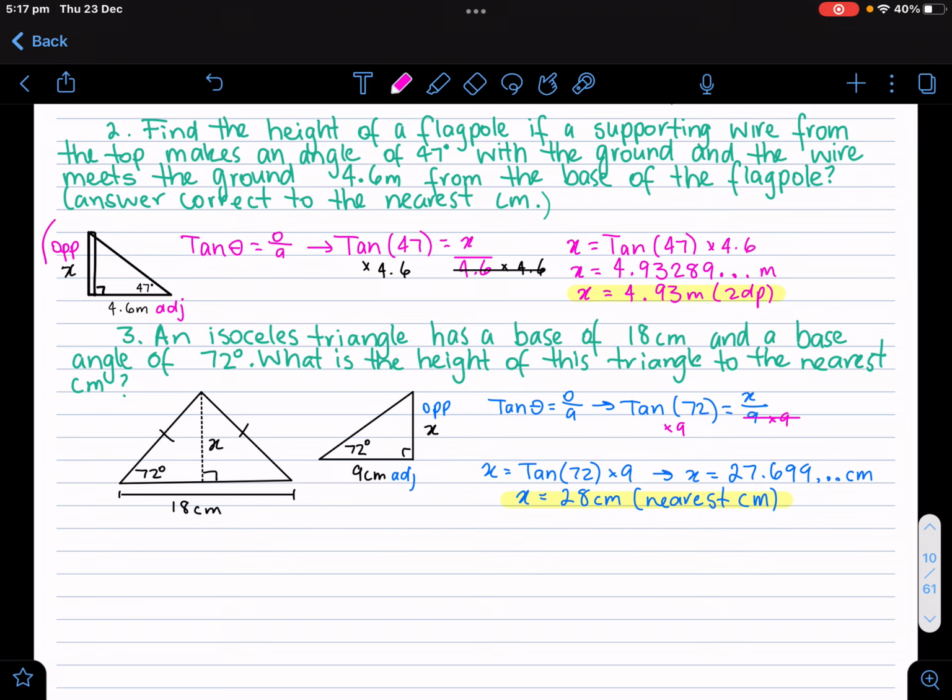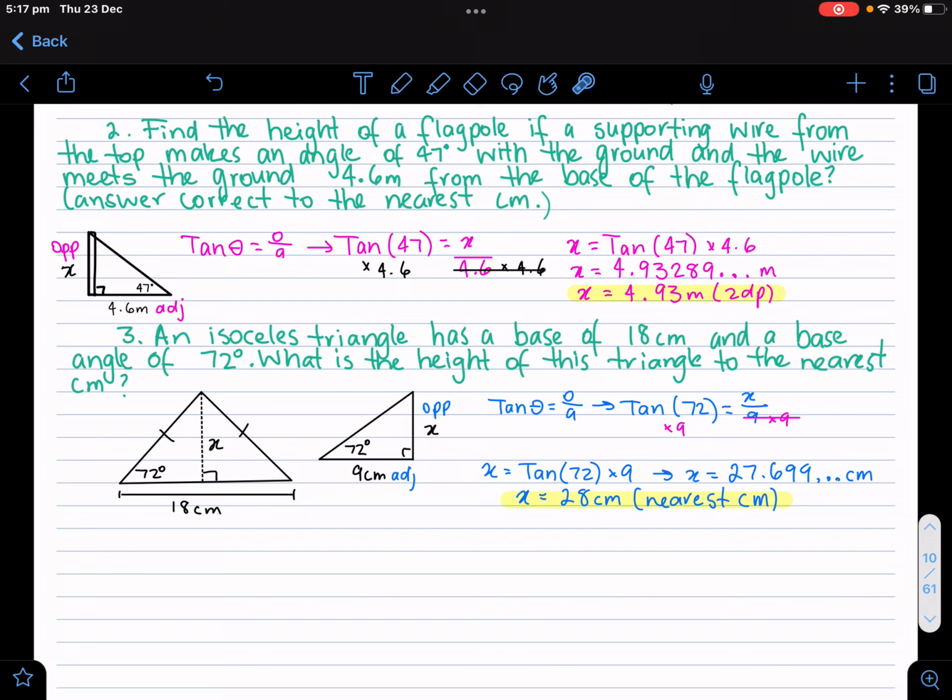Now, which trig identity uses OA? Well, we know it's tan. So, tan theta equals O over A, and order here is so important. Substitute the values in to the syntax, and again, we need to get the pronumeral by itself. So the opposite of divided by 4.6 is times 4.6, and I times 4.6 on both sides. I'm left with x equals tan 47 times 4.6.